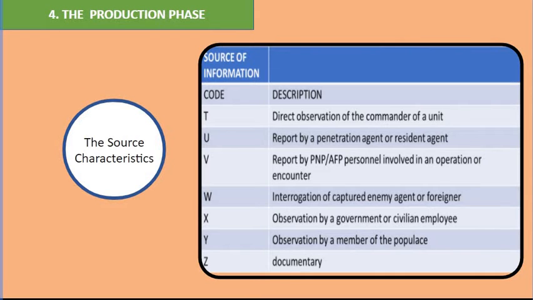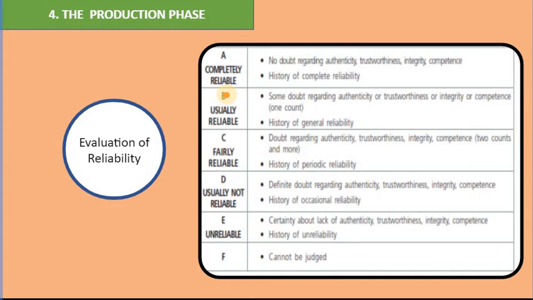Yung mga code na TUVWXYZ, ito yung mga codes kung saan or kanino mo galing. For example, nakuha mo yung information from a documentary, or from documents, ano lalagay mong code? That is letter Z. So, source of information, yan. Next. After mong nalaman kung kanino mo nakuha yan, bibigyan mo rin ng code kung reliable ba yung napagkuhanan mo or hindi. For example, si Princess Palele, hindi mo alam kung reliable siya or hindi. Pwede mong gawin na fairly reliable.